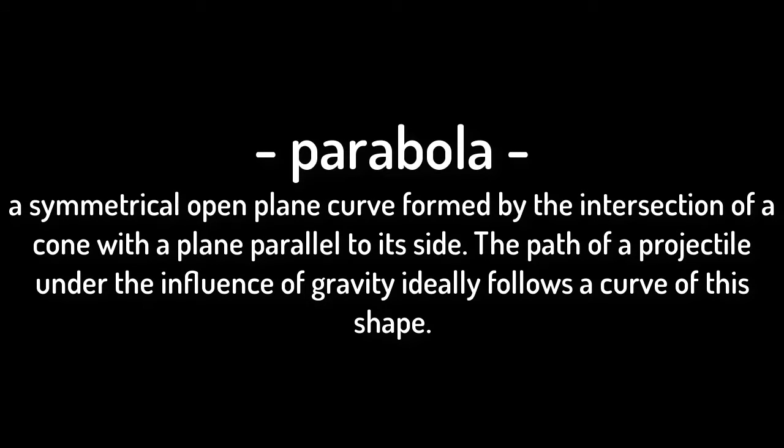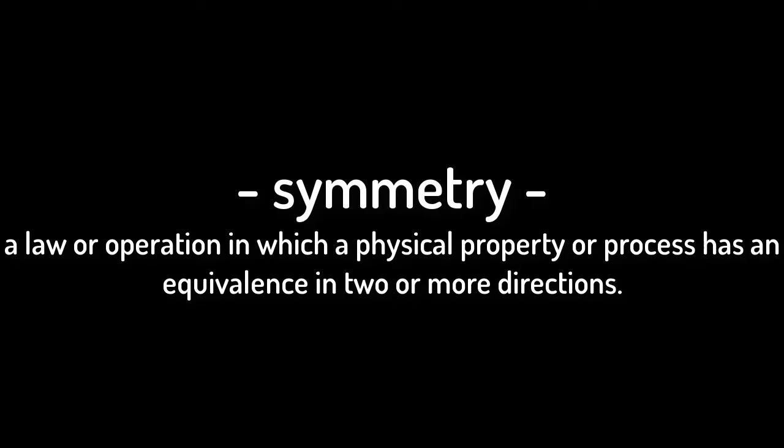Parabola: a symmetrical open plane curve formed by the intersection of a cone with a plane parallel to its side. The path of a projectile under the influence of gravity ideally follows a curve of this shape. Symmetry: a law or operation in which a physical property or process has an equivalence in two or more directions. Now we'll go ahead and get started with the video.